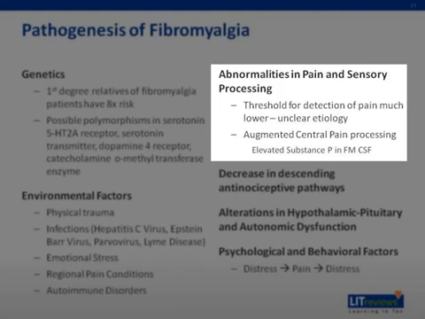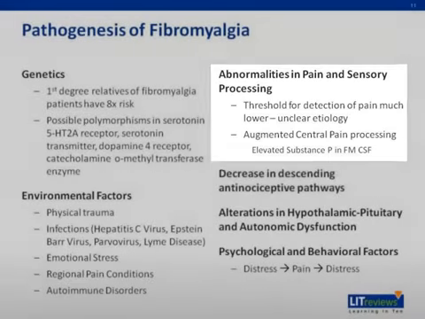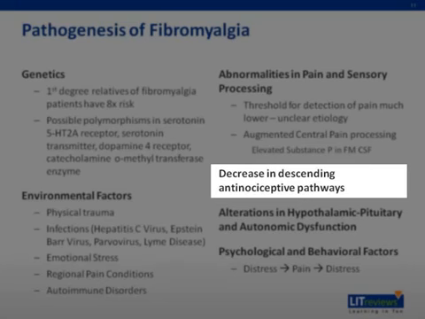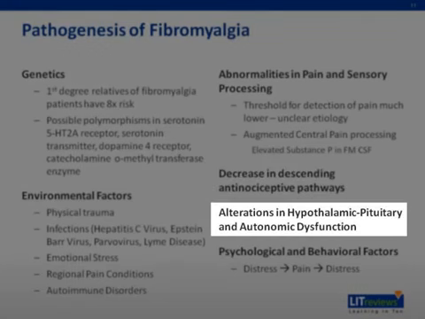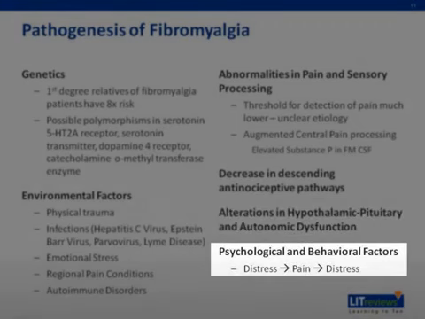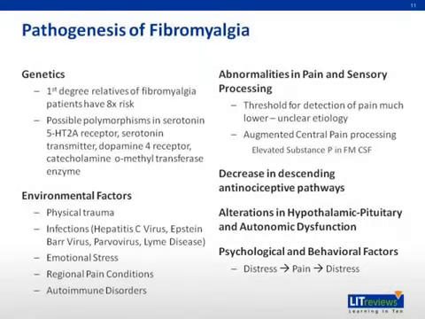Substance P is a pronociceptive peptide and has been identified as being elevated in the CSF in many chronic pain disorders. A decrease in descending antinociceptive pathways, an alteration in the hypothalamic-pituitary pathway, and autonomic dysfunction, in addition to psychological and behavioral factors, have all been theorized as possible pathogenic mechanisms for fibromyalgia.